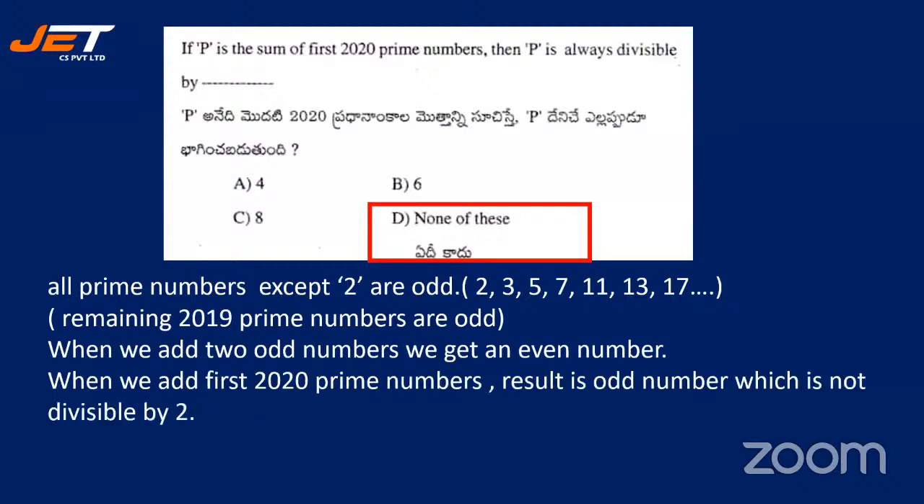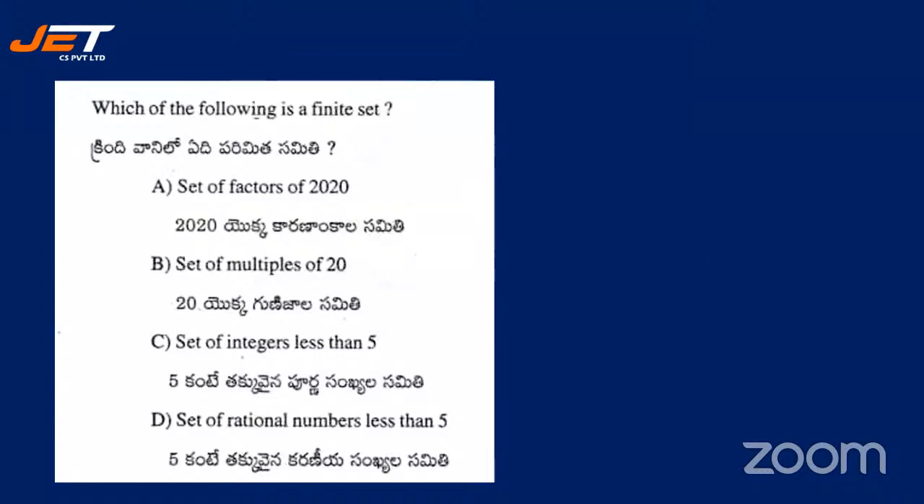So when we add the first 2020 prime numbers, the result is an odd number, which is not divisible by 2. Any number to be divisible by 2 should be an even number. So when it is odd, it is not divisible by 2, hence it is not divisible by 4, 6 or 8. Therefore the option is none of these. All right, now let's move on to the next question.